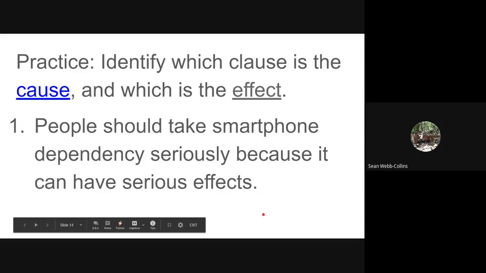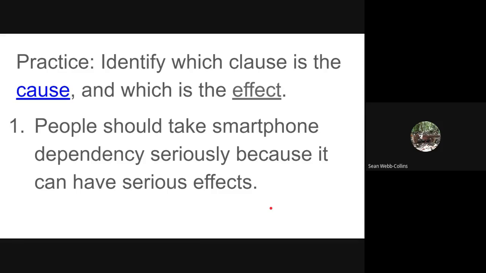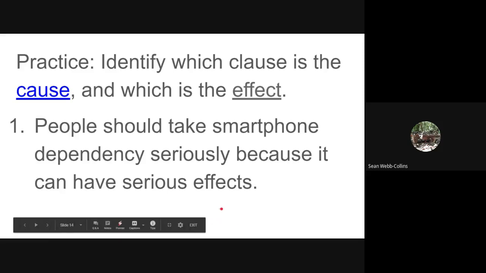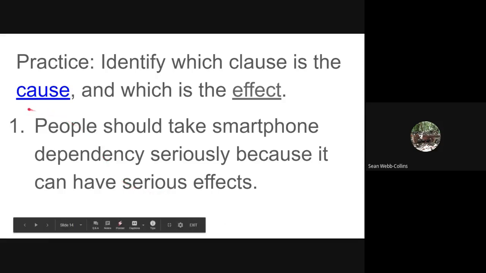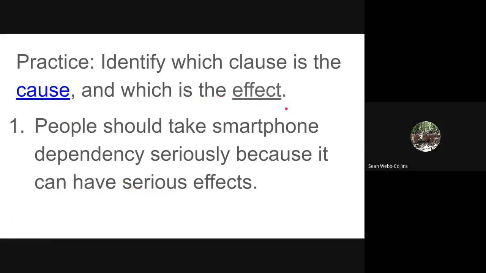Just one note of reminder: a good way of determining where each clause begins or finishes is to look out for the subordinator. If you can spot the subordinator, you should be able to complete these practice sentences quite easily. So if you haven't already, please take out your pencil and paper and underline which part of the sentence you believe is the cause and which is the effect. I'll give you 30 seconds to do that now.